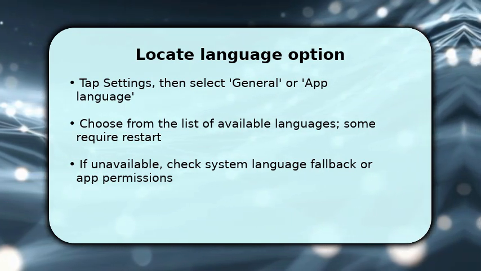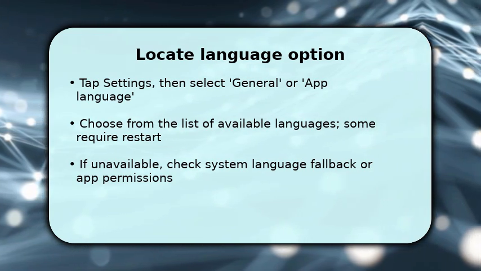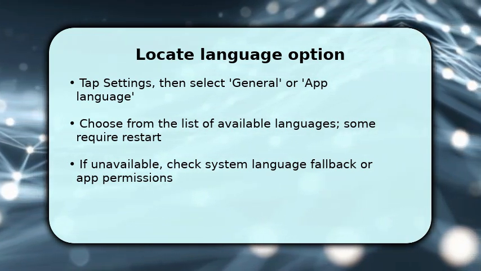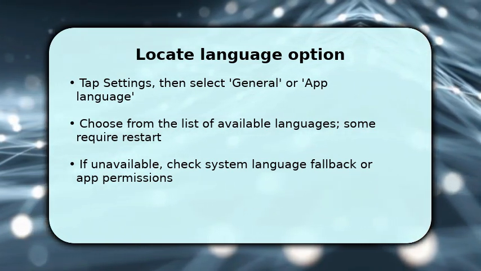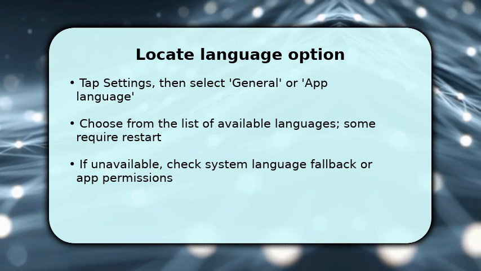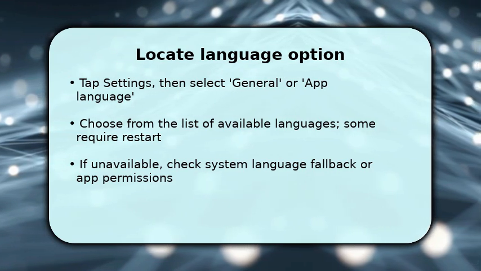You'll see a list of languages. Tap the one you want. If the app indicates a restart is needed, allow it so changes apply correctly. That's why I said keep your session saved. If you don't see your language, make sure Teams has permission to override system preferences or try changing your device language temporarily as a fallback.